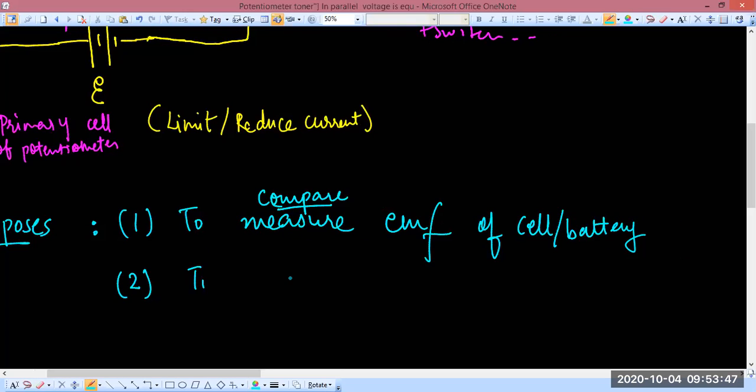Second, to measure internal resistance of a battery.